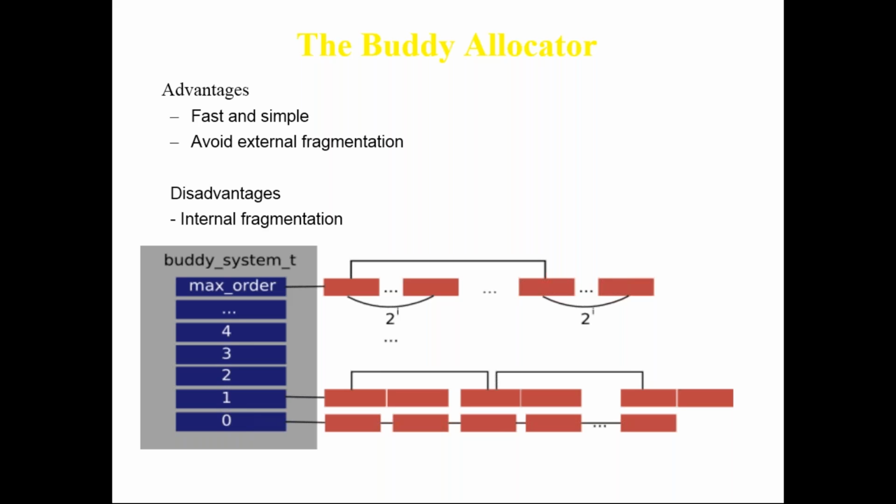It is fast and simple. It avoids any external fragmentation. This is the advantage of the buddy allocator. The disadvantage is that you cannot avoid internal fragmentation.